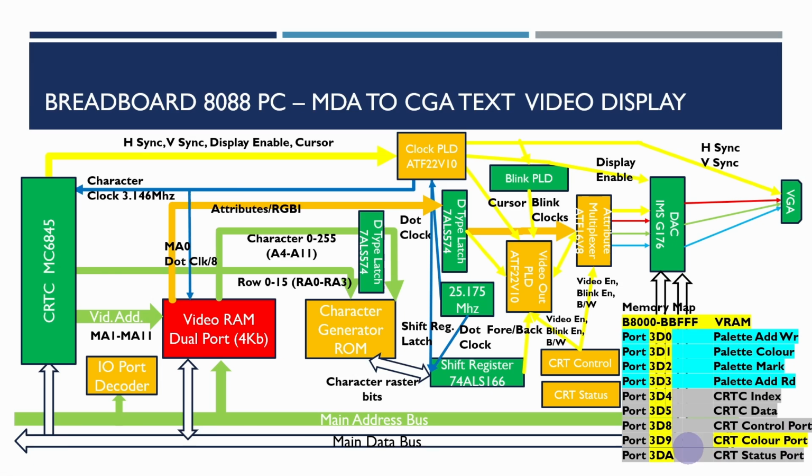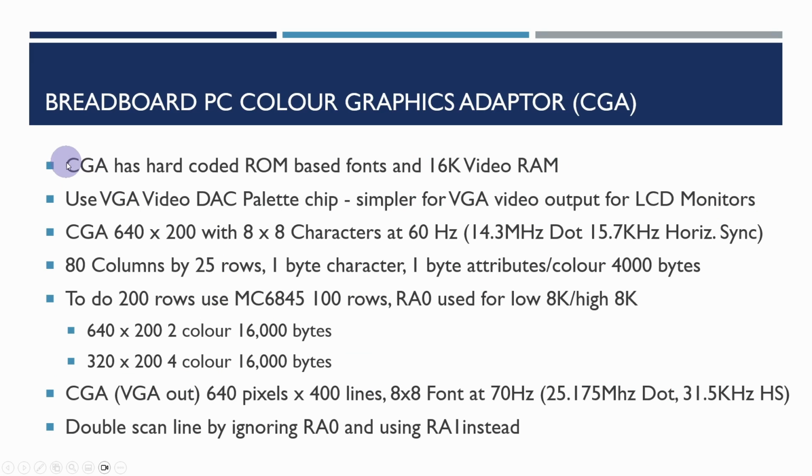But as long as these changes are made here, then the existing text mode will probably be pretty close to being CGA compatible. So for our design, we're going to be using the CGA hard-coded ROM-based font, much like we did before, but we are going to be using the 16K of video RAM, and this is going to be single-ported video RAM, so we are going to have to put a lot more multiplexing and buffering in there.